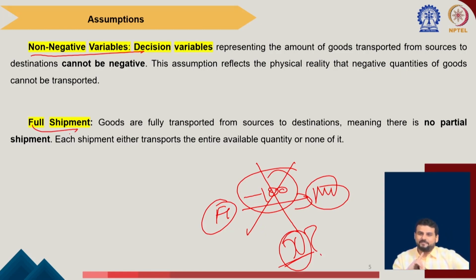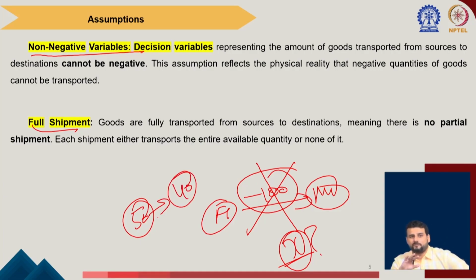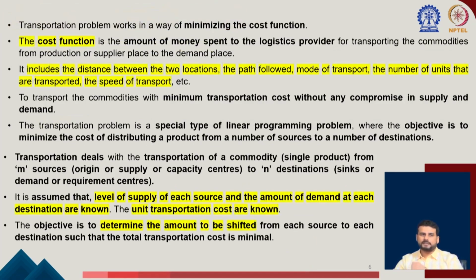Full shipment: goods are fully transported from source to destination. Again a limitation for the e-commerce industry, if I put an order for 50 grocery items, maybe within the same day they deliver me 40 items. That means partial fulfillment is there. In the transportation problem, we are discussing fully transported goods from one end to the other end. These are some of the assumptions.